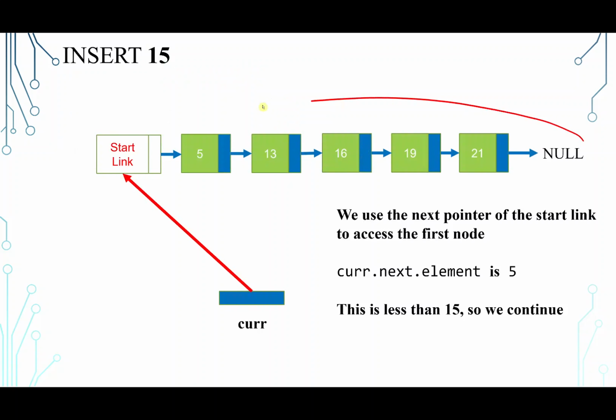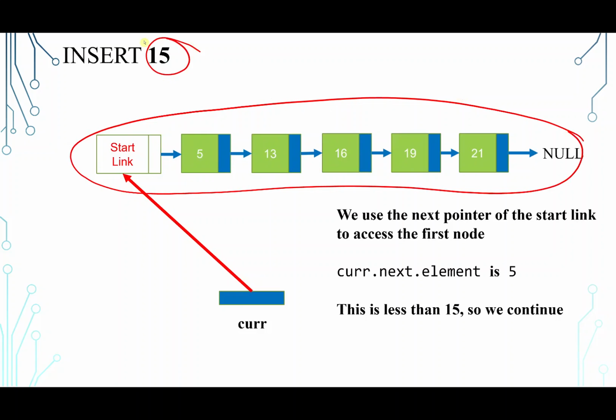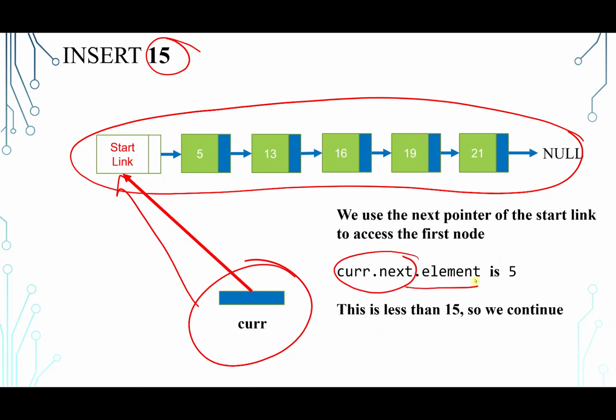Here's the list we have, and we're inserting 15. Thankfully we have current, which points to the start link. So we use the next pointer of the start link, or basically the current, to check the element. Check current.next.element. What is the value? It's 5. Is it greater than the 15 we have? Not yet. It's less than 15, so we continue.